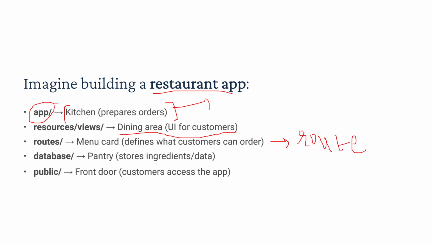It is like a menu card that defines what a customer can order, meaning these are the options he or she has available. Database is for storing ingredients or data, and the public folder is used for storing CSS and JS. Consider it as the front door through which the customer accesses this app.